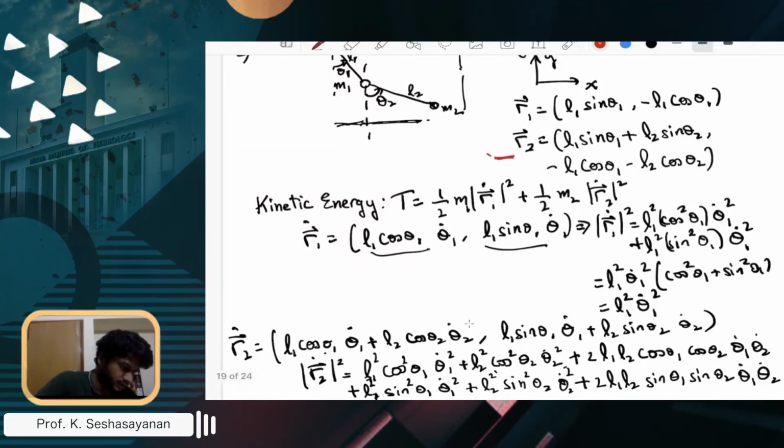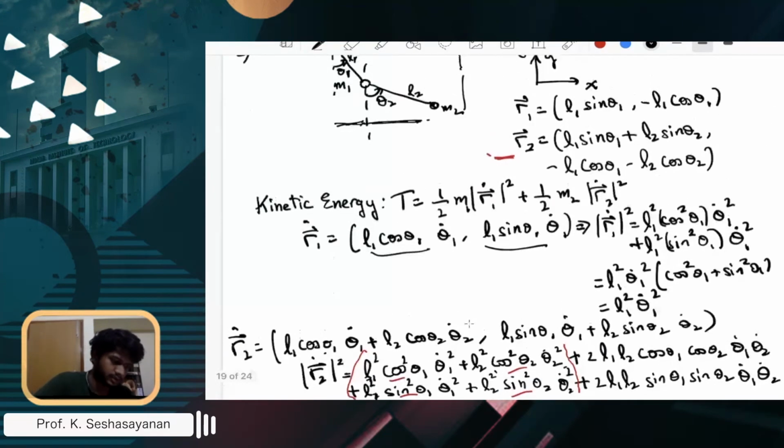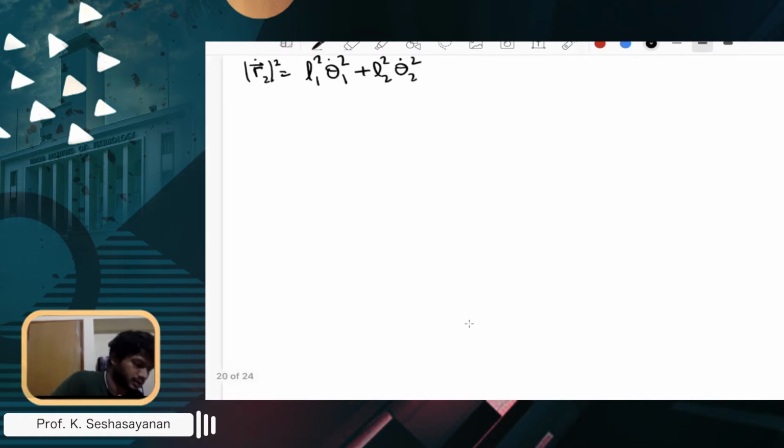these two terms we can combine. Similarly, these two terms we can combine. So we get cos square theta 1 plus sin square theta 1, cos square theta 2 plus sin square theta 2. That gives you L1 square theta 1 dot square plus L2 square theta 2 dot square. The final term you can also combine, and one gets cos theta 1 cos theta 2 plus sin theta 1 sin theta 2. That is nothing but cos of theta 1 minus theta 2. So one gets plus 2 L1 L2 theta 1 dot theta 2 dot cos of theta 1 minus theta 2.